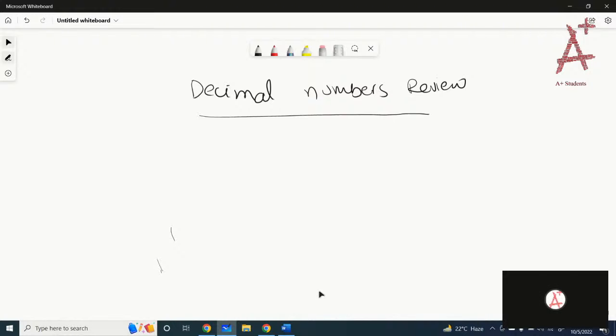Okay, in 45.70, in which place is the 0? 7 is at the tenths place, and 0 is at the hundredths place. Got it? 0 is at the hundredths place.